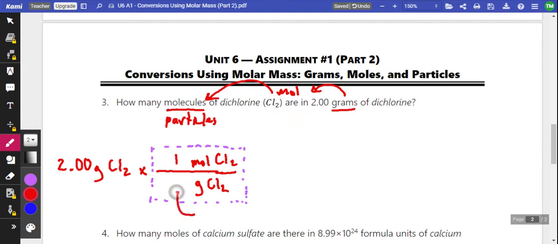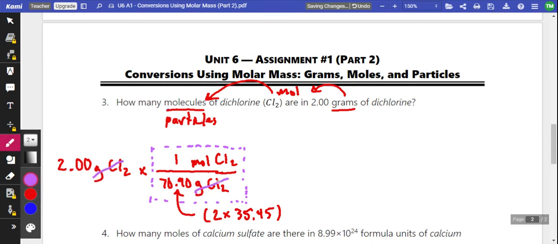So to get this molar mass here, I have to add up 2 atoms of Cl, or we could multiply 2 times however much your molar mass is for that element. So chlorine's molar mass is 35.45 grams per mole, if you check that on the periodic table. If I take that times 2, I should get 70.90 grams of chlorine or dichlorine for every mole of dichlorine. Okay, so that should help me cancel out my grams units.